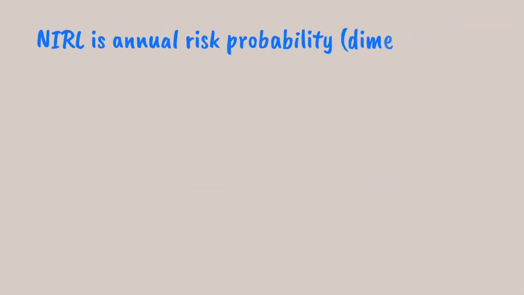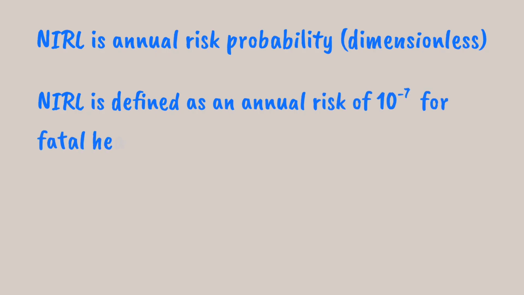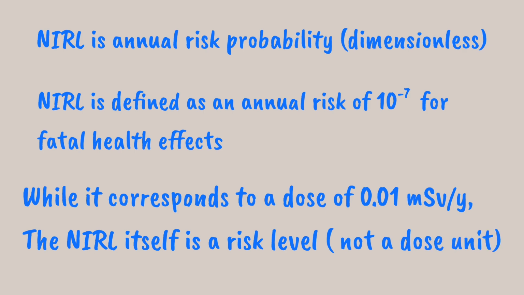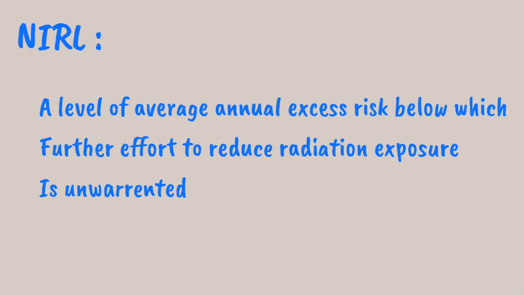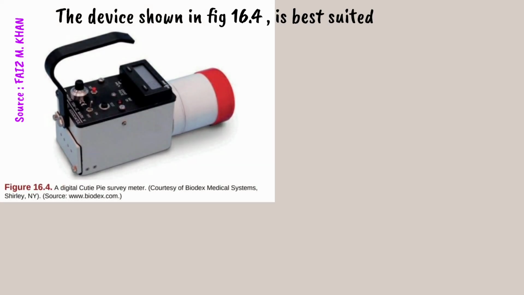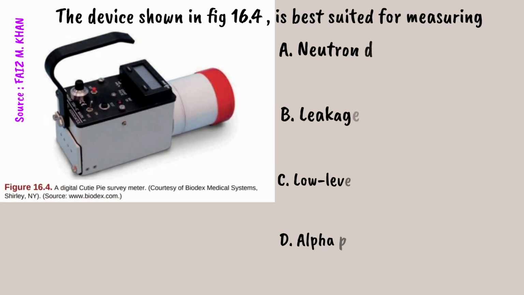NIRL is annual risk probability, dimensionless. NIRL is defined as an annual risk of 10 to the power -7 for fatal health effects. A level of average annual excess risk below which further effort to reduce radiation exposure is unwarranted. The device shown in Fig 16.4 is best suited for measuring.